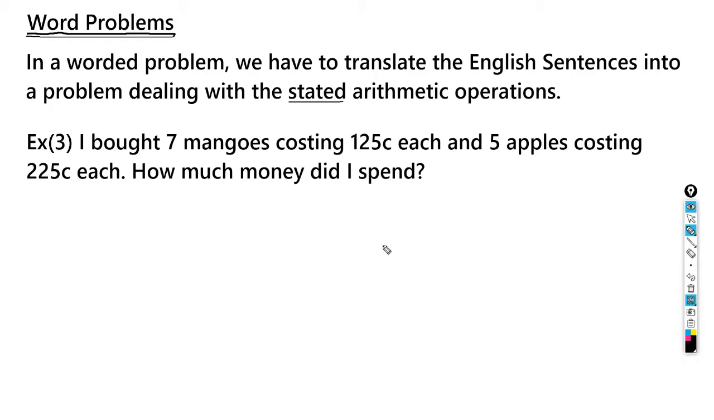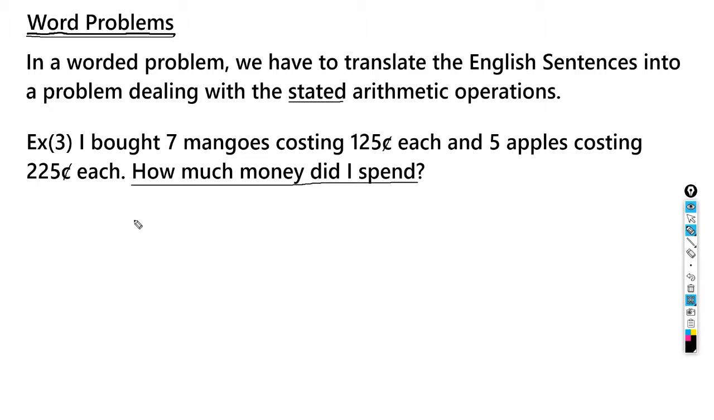It says, I bought 7 mangoes costing 125 cents each and 5 apples costing 225 cents each. How much money did I spend? This is really important. A lot of people don't do this in real life, guys, and it's a real problem. You need to know how much money you're spending, you know what I mean? So let's look at how much money I spent today on these mangoes and apples.